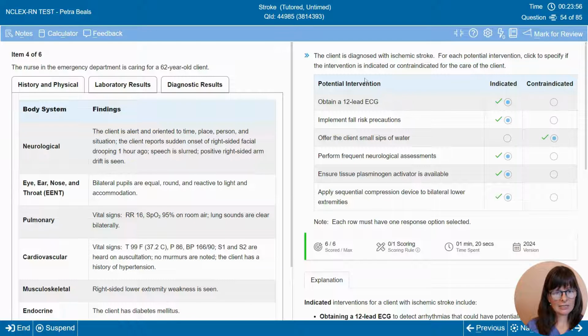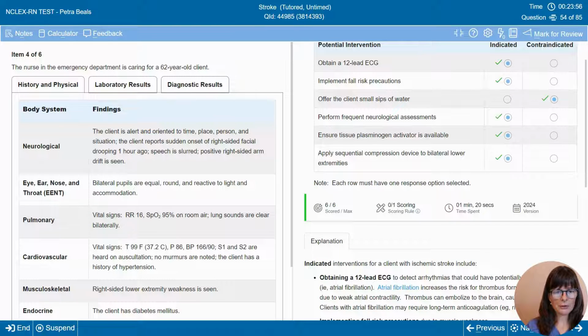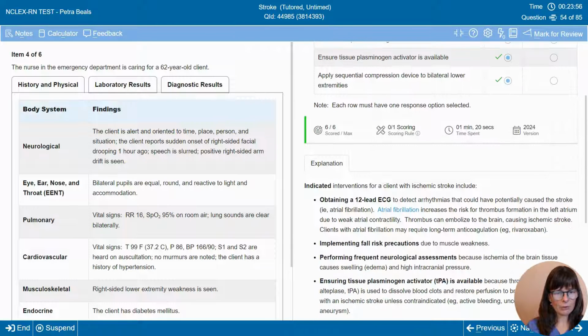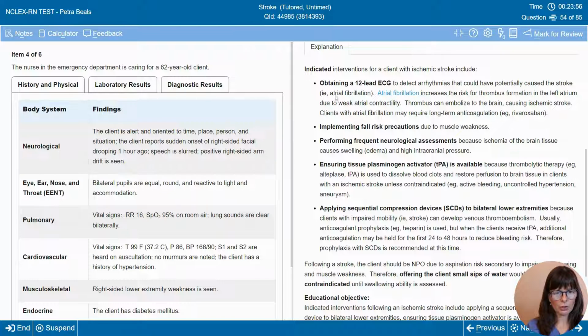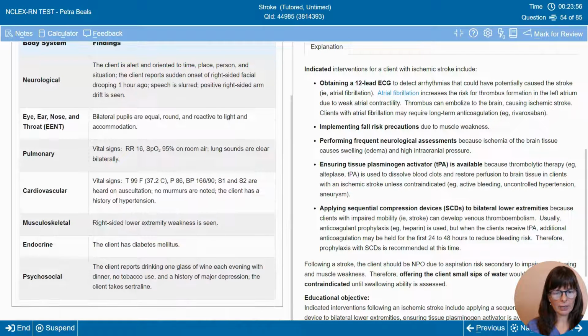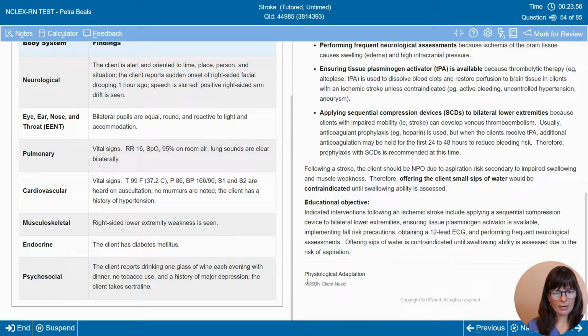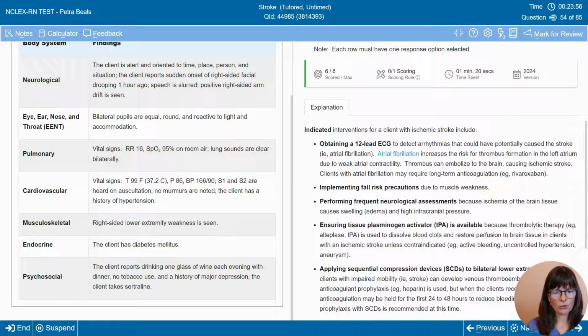So now for these interventions, we have figured out which ones are indicated and contraindicated, and it also pertains to prioritizing them, as to which ones are needed and which are not. And again, remember, you have your explanation down here, so it explains to you how and why these are indicated or not indicated. And then again, we have the physiological adaptation from the NCSBN's client need category here.